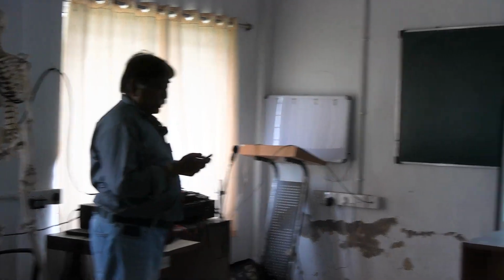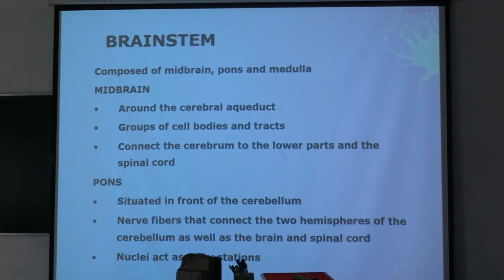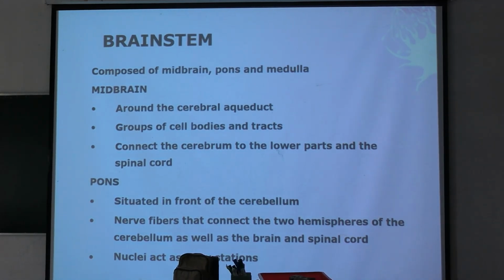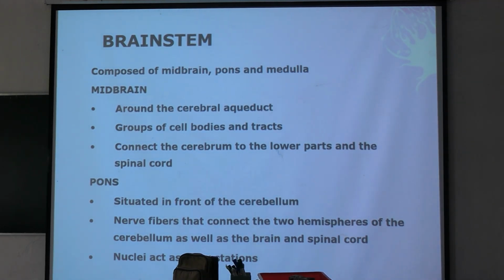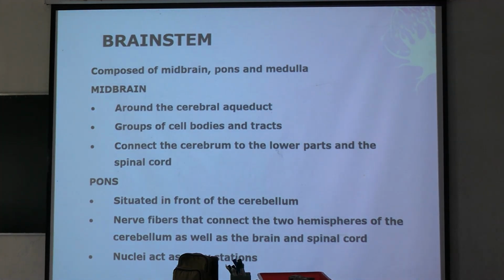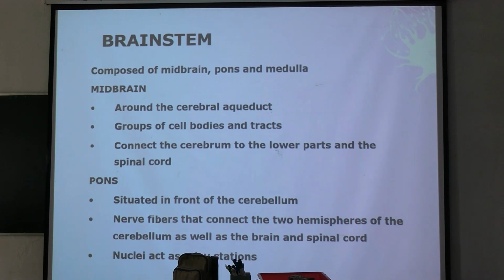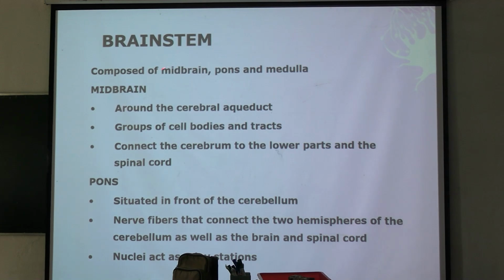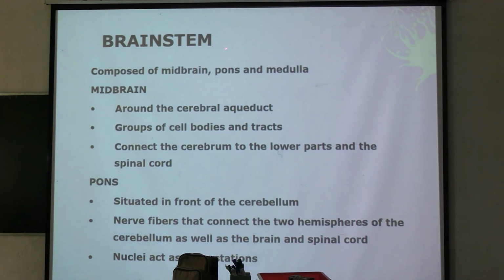Now the brain stem, composed of these 18 slides, is an outline of the nervous system to some extent, and you also see simplified illustrations there, and it is easy to grasp. Now, brain stem is composed of midbrain, pons and medulla. What is the brain stem? Midbrain, pons and medulla. Midbrain: around the cerebral aqueduct, groups of cell bodies.